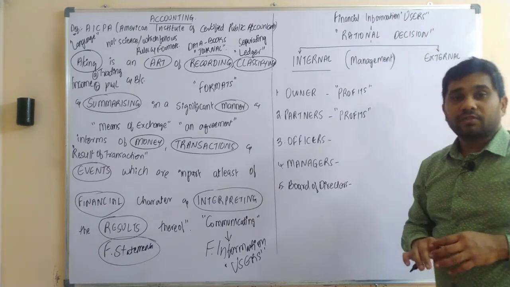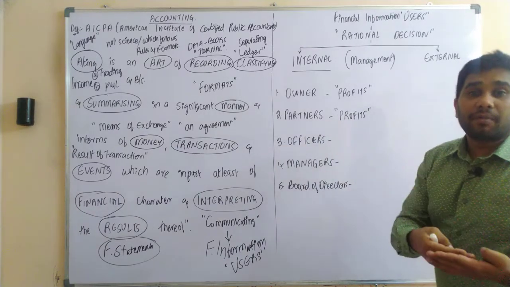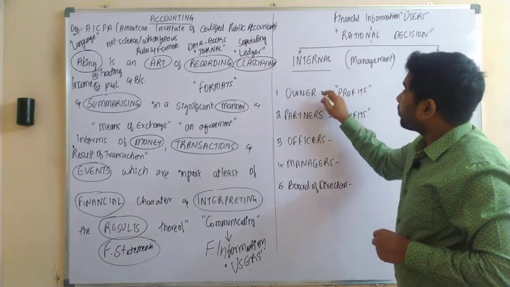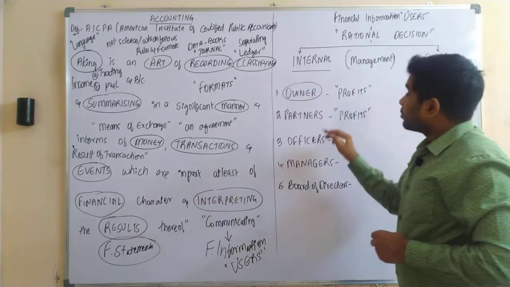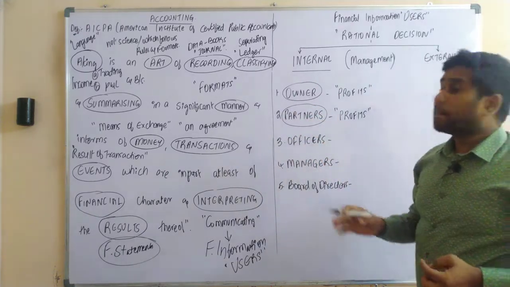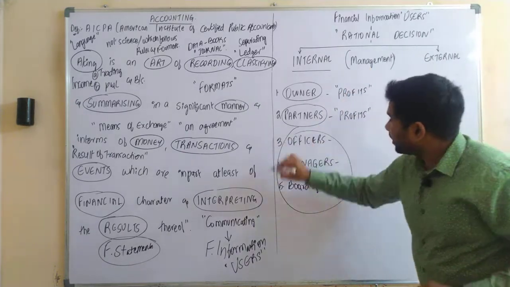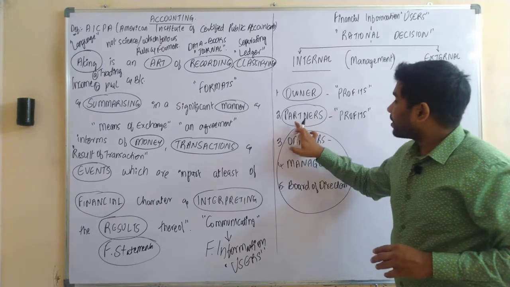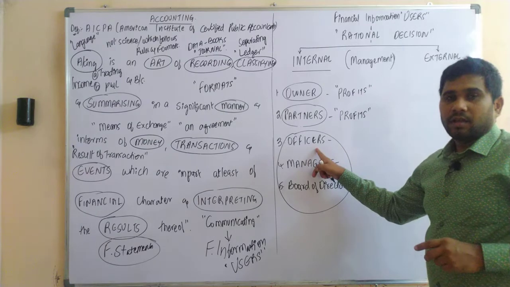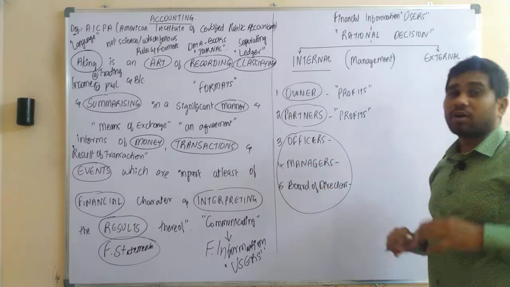the partners would be taking a rational decision whether to continue in the partnership or not. If the partnership firm is doing good, he can continue. If the partnership firm is not doing good, then the partner may exit from the partnership firm. Now, in case of sole proprietorship, it would be the owner. In case of a partnership firm, it would be the partners who would be participating in the management. Yes or no? But in case of a company, the owners wouldn't be participating in the management. They would be appointing professionals for the day-to-day activities of the company. That is nothing but your officers, managers and board of directors.